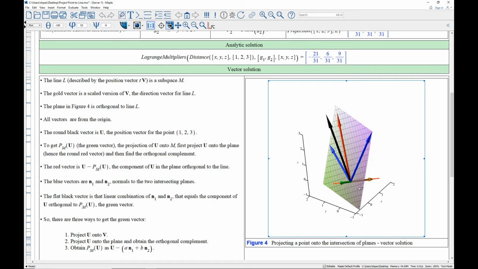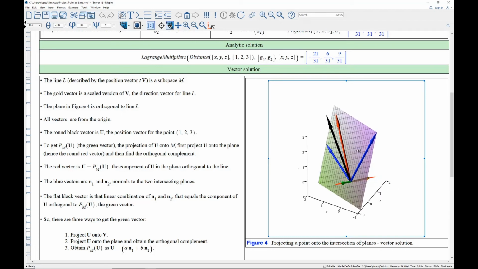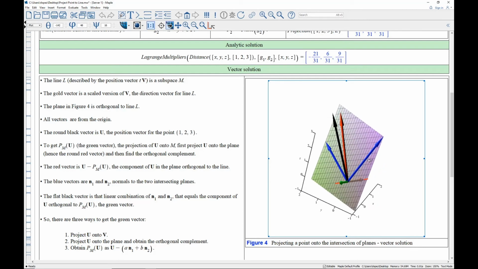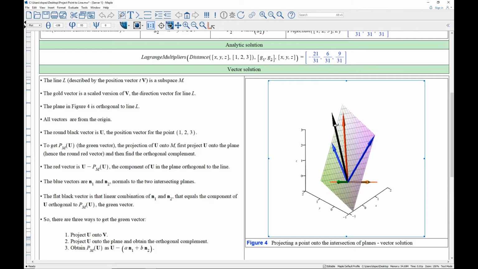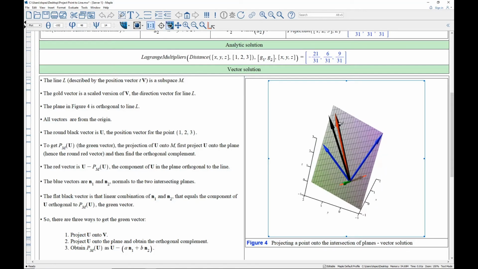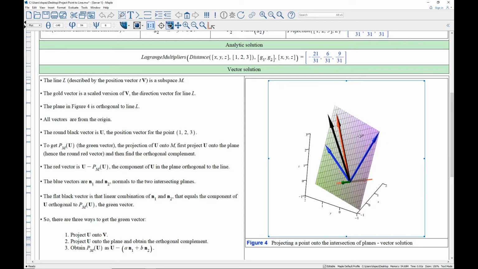Now, these two blue vectors are those normals that span the plane orthogonal to the line of intersection. The black vector is the position vector to the point that we want to project. So it's the point 1, 2, 3. The red vector, the round red vector, is the projection of the black vector, 1, 2, 3, onto this plane.